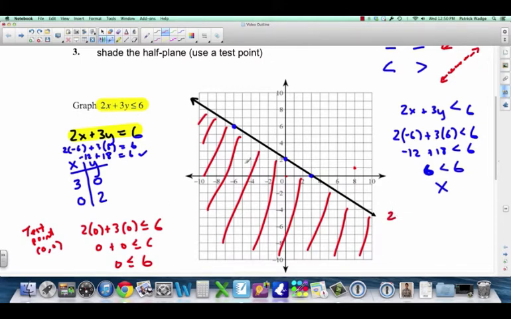So 2 times the x value, which is 8, plus 3 times the y value, which is 1, is less than or equal to 6. 16 plus 3 is less than or equal to 6. 19 is less than or equal to 6. Is that true? No, that's not true. So you would not shade this side because it didn't work. That's it. That's how you do these.